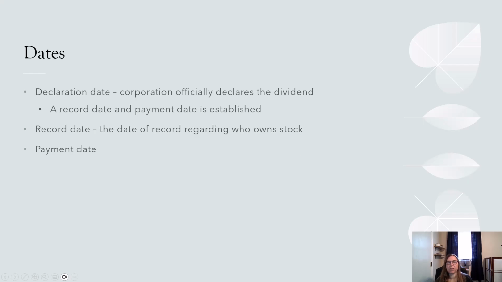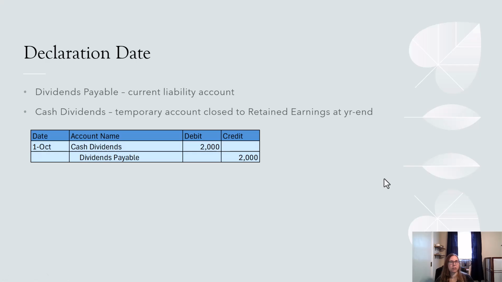So now let's talk about your actual entries. First of all, you'll need to set up some accounts in your chart of accounts. You'll need a dividends payable account. This would be a current liability account. And then you would have a cash dividends account. This is going to be an equity account. I put cash dividends here, but you could call it something like dividends declared, dividends paid, or just dividends. And this is going to be a temporary account that's closed to retained earnings at year end.